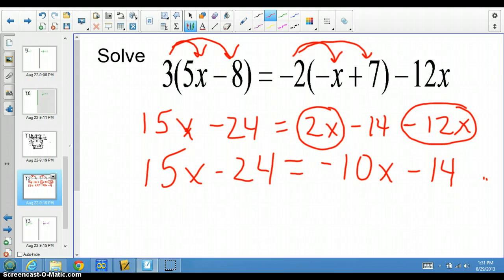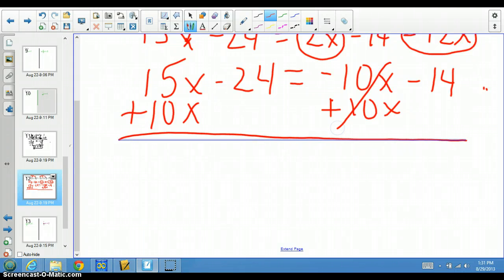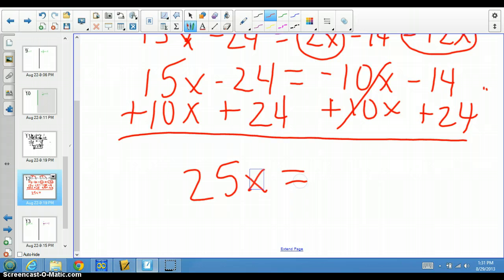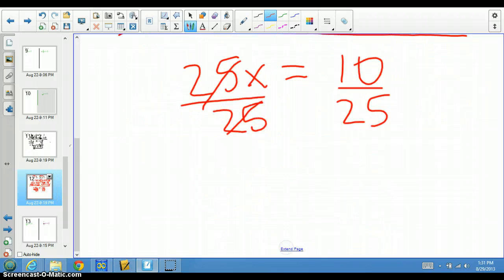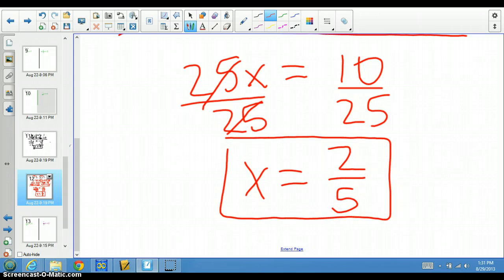Okay. Now it's just like that last problem. I'm going to add 10x to both sides because I like my variables on the left side. And then I'm going to add 24 to both sides. So I'd have 25x equals positive 10. Then I divide each side by 25. I'd be left with x equals 10/25, which simplifies to 2/5. Always simplify your fractions. Okay?